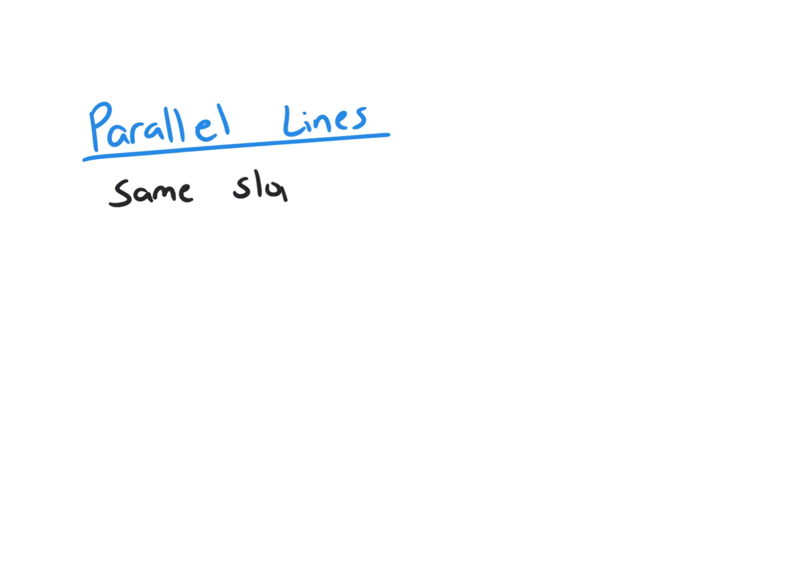All right, let's talk about parallel lines. What do we know about the slopes of parallel lines? They're the same slope. Yep, so we know parallel lines have the same slope. So if line 1 has a slope, or m, of 2, what would the slope of line 2 be, if they're the same? It would also be 2, right?